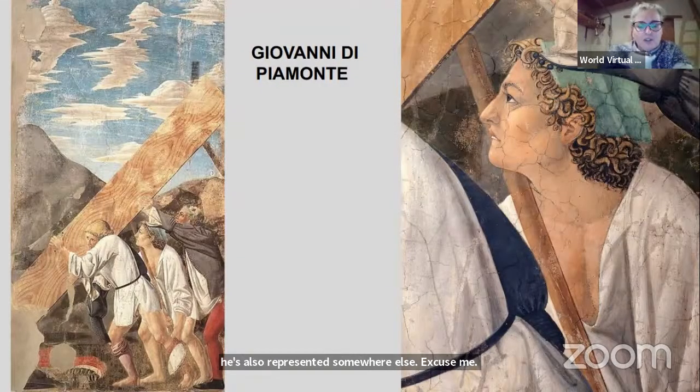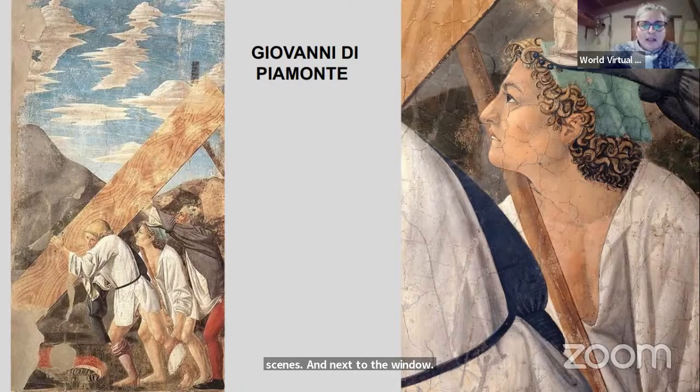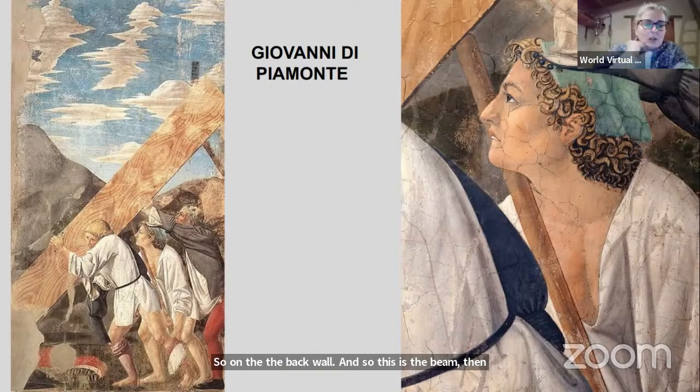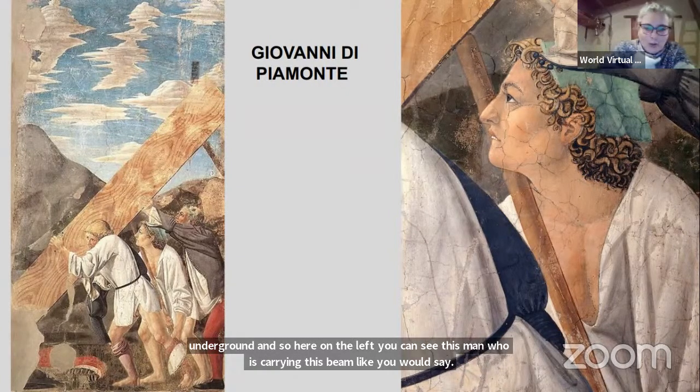This is one of the scenes next to the window, on the back wall. And this is the beam of the bridge that is being buried. As I said, King Solomon wanted to get rid of this beam, and so he said, let's bury it deep, deep, deep underground. Here on the left, you can see this man who is carrying this beam like Jesus would have carried the cross.